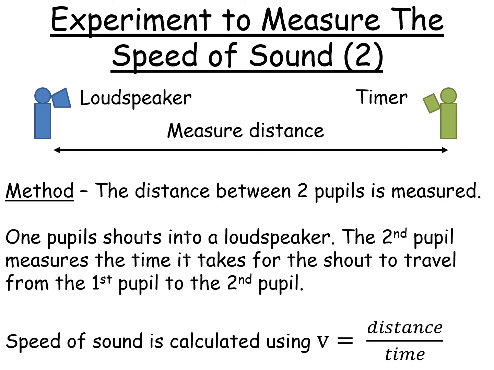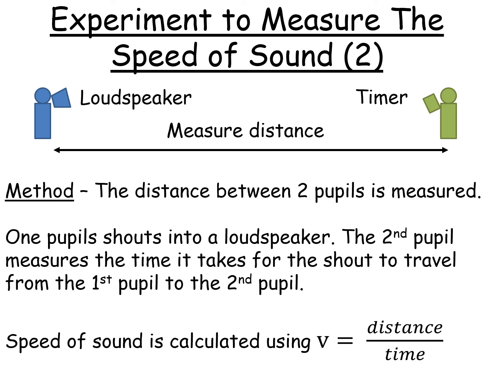Now the final one is the one we could do outside, and it's always nice to try to do things in two different ways because then you can compare them and see which way is better, or see if you can still get the same result even if you do it a different way. For this one we'd have to go outside. You have a loudspeaker and you have the timer, and we measure the distance from the loudspeaker to the timer. So the distance between the two pupils is measured.